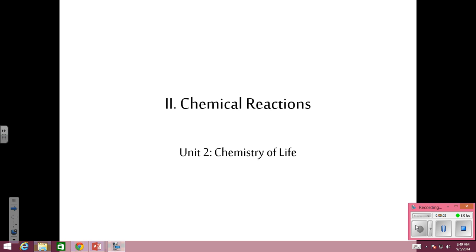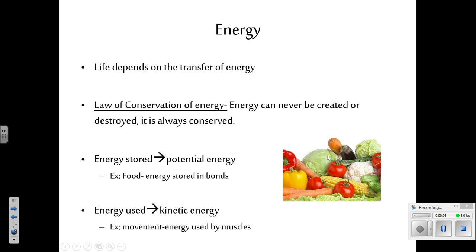This is section 2.2, chemical reactions. So all life depends on energy being transferred from one organism to another. And we have the law called the law of conservation of energy that states that we can't create energy and we can't destroy it. So therefore it has to be conserved and it has to be recycled from one organism to the next.